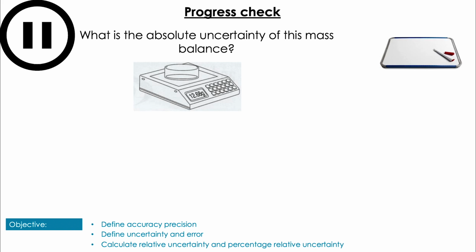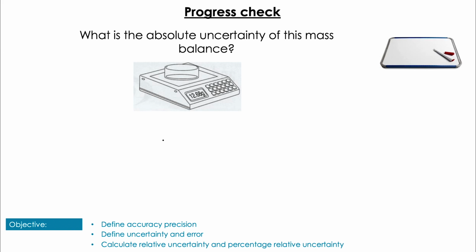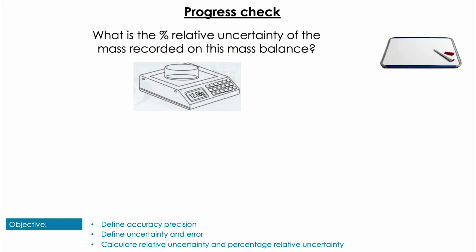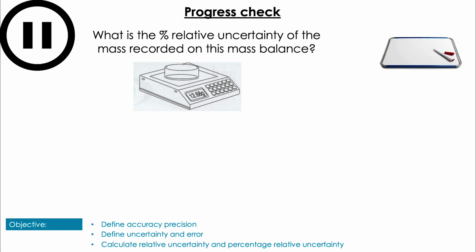Pop 'em up! So we can see this digital balance has a measurement of 12.68 grams. And remember, digital instruments will have the uncertainty being equal to the smallest increment that it measures, which is plus or minus 0.01. Next question then, using the same measurement, what's the relative percentage uncertainty of the mass recorded on the balance? Pause the video, give yourself a few seconds to work that out.